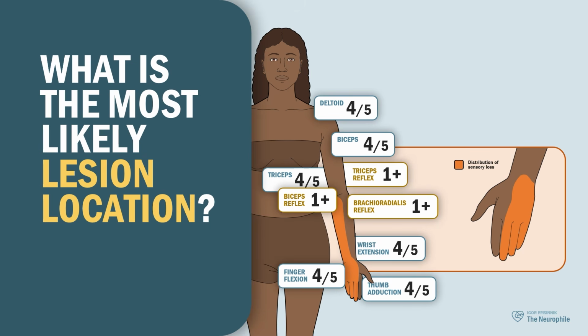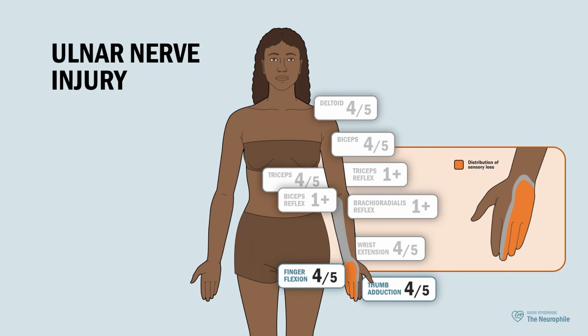Why don't we start by thinking about what nerves could be involved? The sensory loss sort of matches ulnar distribution, but only in the hand. The ulnar nerve doesn't mediate sensation in the forearm. The ulnar nerve injury could cause weakness in finger flexion and thumb adduction, but it doesn't mediate wrist extension, elbow movement, or shoulder abduction at the deltoid. And it certainly doesn't innervate any arm reflexes.